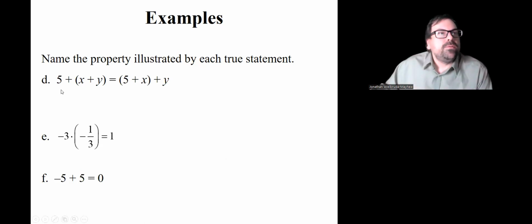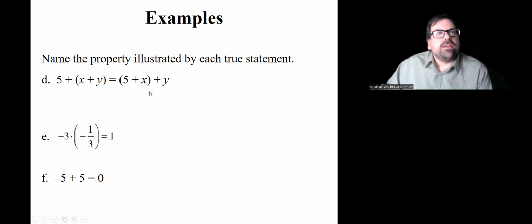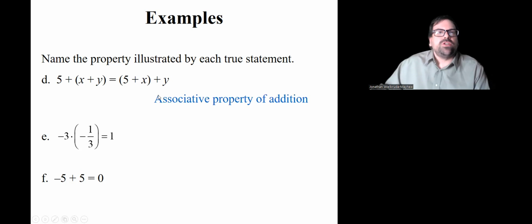In D, we start with 5 plus and then in parentheses x plus y. And on the other side of the equals, we have the 5 plus x in parentheses and then plus y. Here, the only thing that changed was that we moved the parentheses from around the x plus y to around the 5 plus x. We used the associative property of addition.